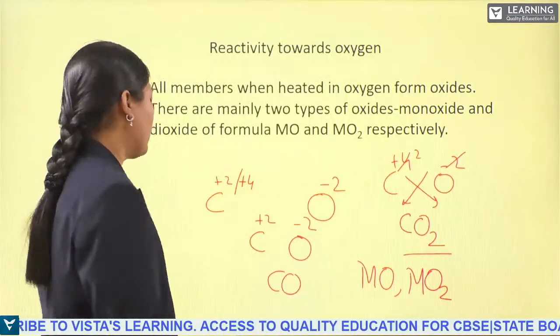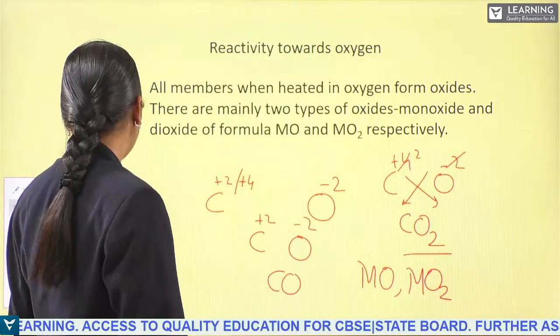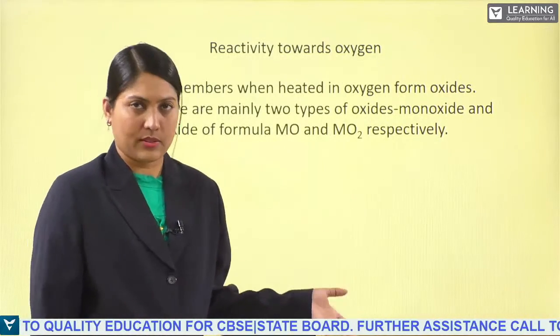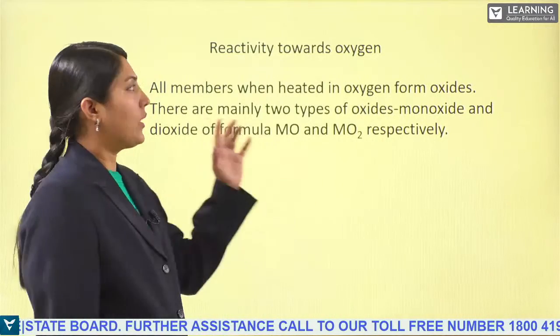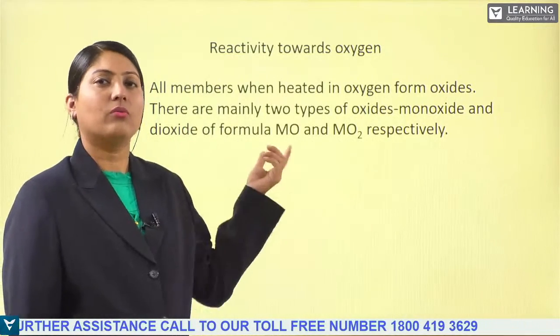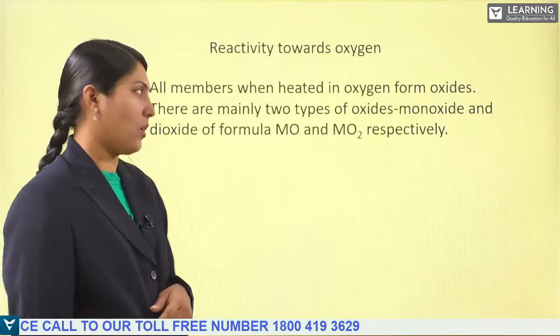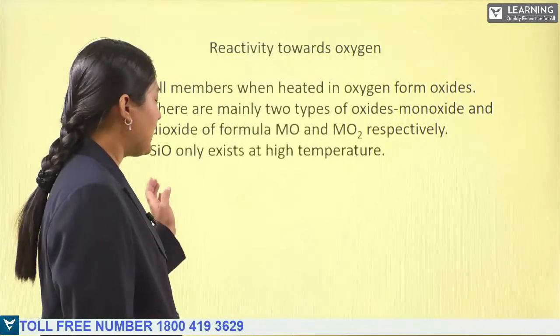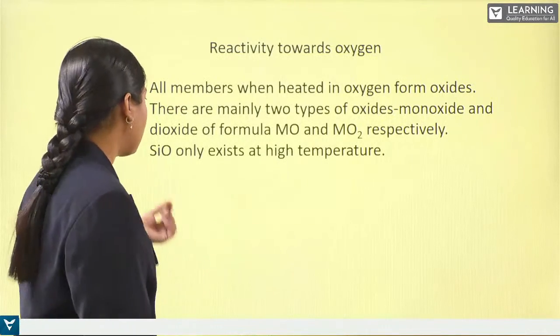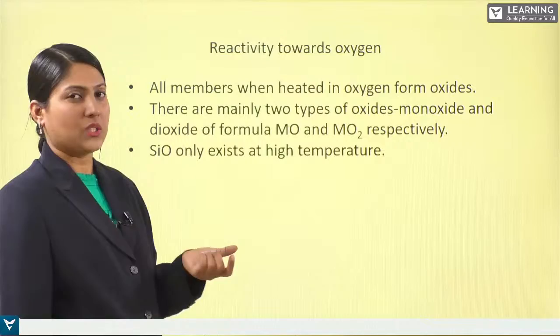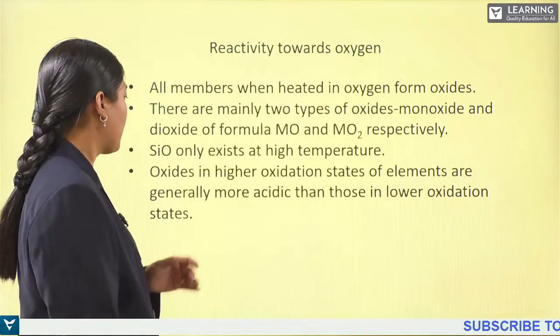Whether it is plus 4 or plus 2, this group 14 elements will have plus 4 or plus 2 oxidation state, and that leads to the chemical property where we can see the oxides are formed with monoxide or dioxides. Silicon monoxide only exists at higher temperatures. As we say, the plus 4 state is stable.